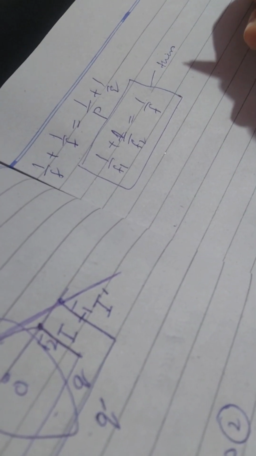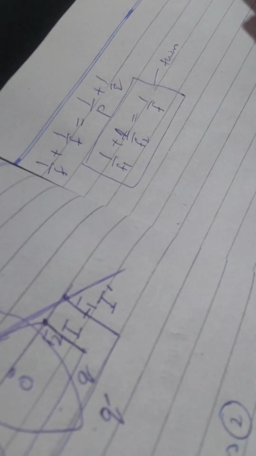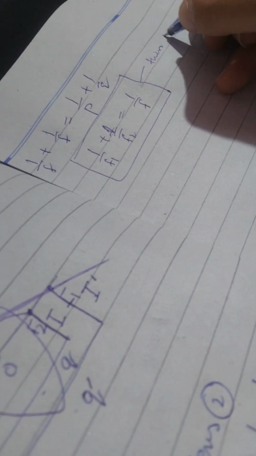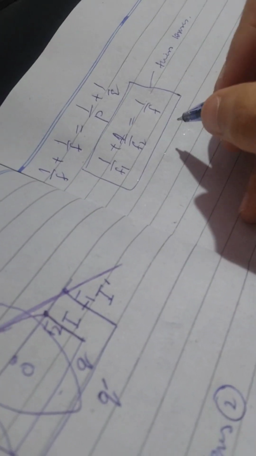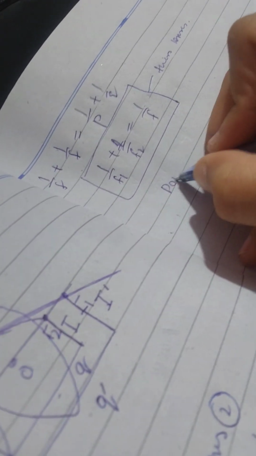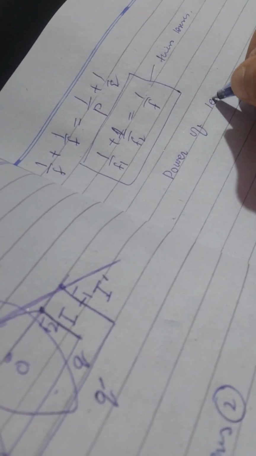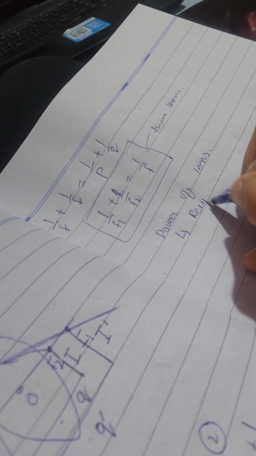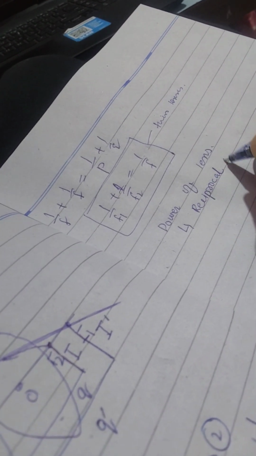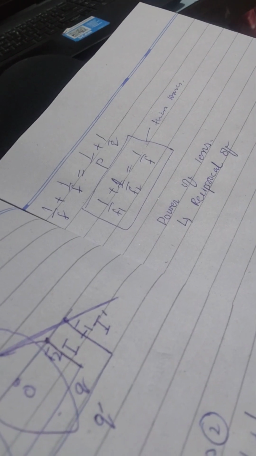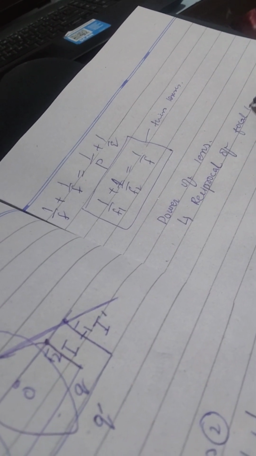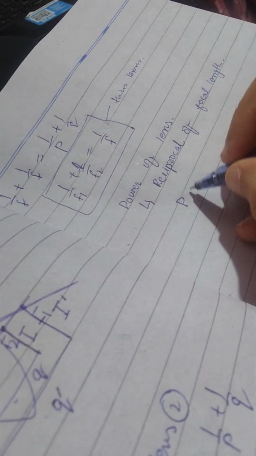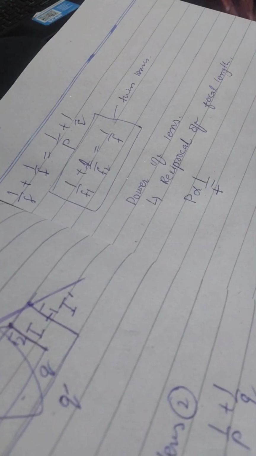Remember that the lenses must be the same type, not like one concave and another convex, so this formula won't work there. Thin lenses, right? So now let us discuss the power of a lens. Basically, power of a lens is the reciprocal of the focal length, right? The power is inversely proportional to the focal length.